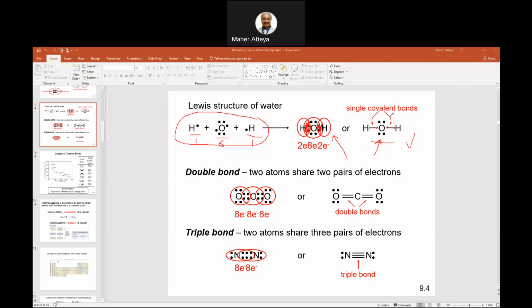So what type of compound is this? Ionic or covalent? Covalent. This is covalent. Why? Because both elements are non-metals. Oxygen is a non-metal. Hydrogen is a non-metal. The other hydrogen, of course, is a non-metal. So the combination of non-metals yields a covalent compound.